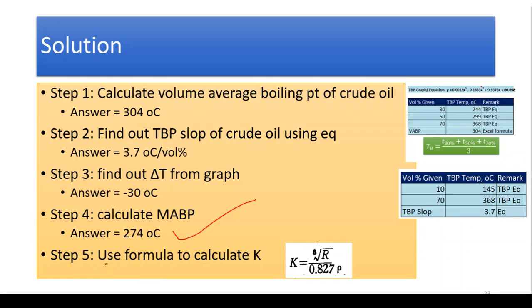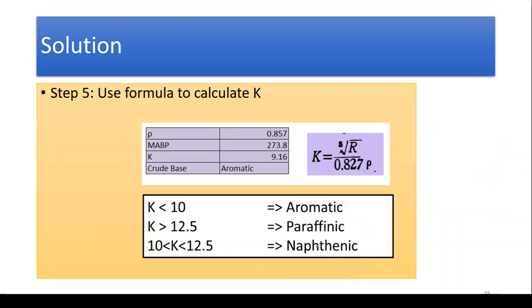Now step 5 is to use the formula to calculate the characterization factor K. Now everything is known, R is known, density is known, and then we have to put in these values. So after putting in all these values, we can find out the K value is 9.16. So our first part is completed.